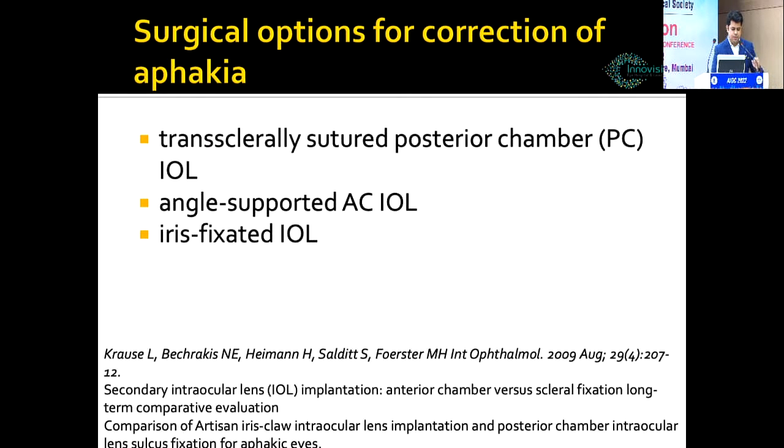So what are the surgical options that are available for correcting aphakia? I believe that transscleral sutured PC IOL is probably the best because it is the closest to the nodal point. However, we all know that it has a very steep learning curve, and you have to practice a lot of cases, only then you become an expert. Angle supported ACIOL is something we've all done during our residency days. Then came the iris fixated or the iris claws, which have been there for quite some time.